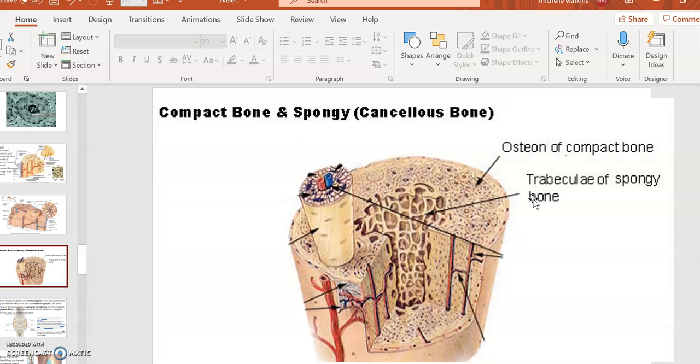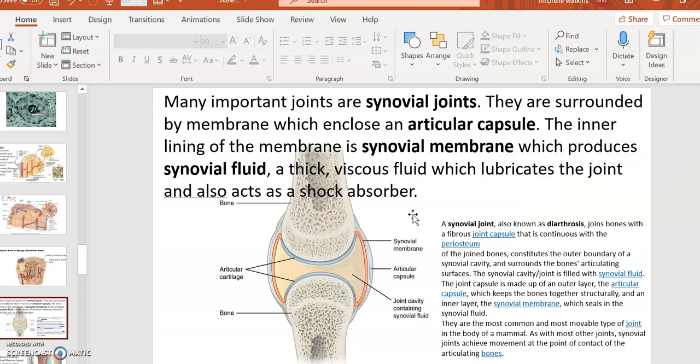This is just another picture of it. Notice that these osteons are happening in compact bone. The spongy bone is the part with the crazy sponge-like holes. All right, one last thing in this unit is a type of joint. It's actually fairly common in the body, called a synovial joint.